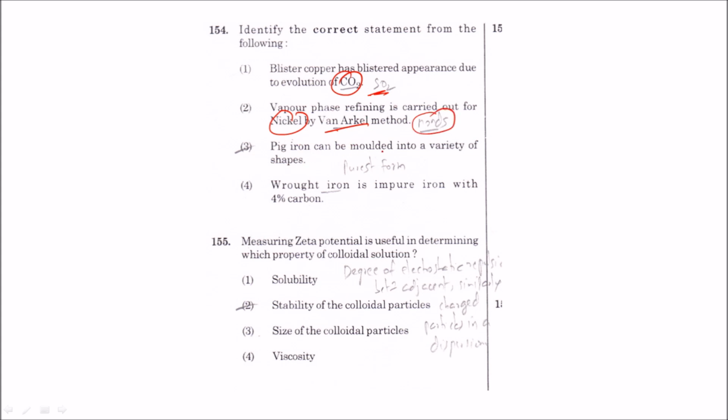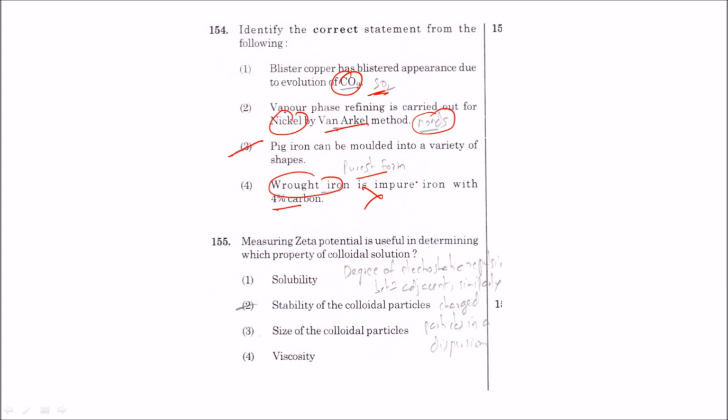Pig iron can be molded into a variety of shapes. So this is a correct statement. Okay, I can just confirm it, right? The fourth is also incorrect. Wrought iron is impure iron with 4% carbon. So we know wrought iron is actually the purest form of iron. Okay, so this is also incorrect. So the correct statement is the third option.